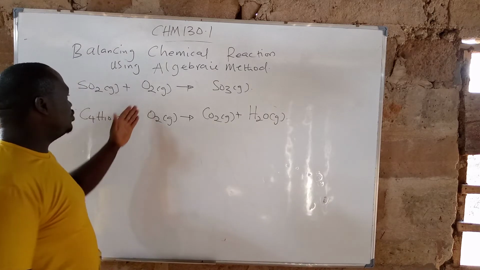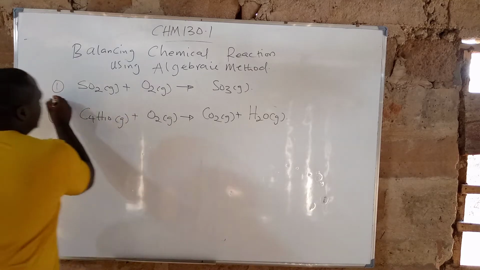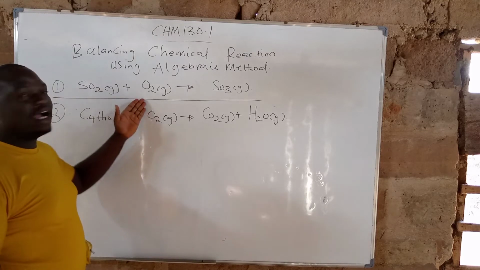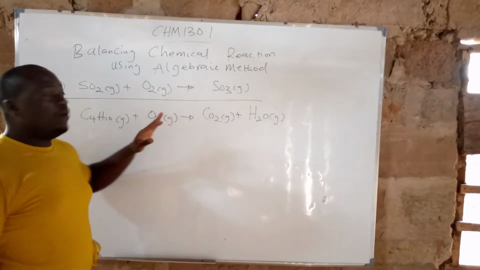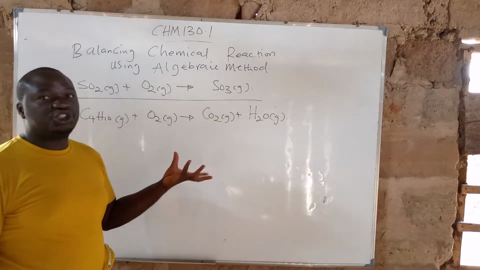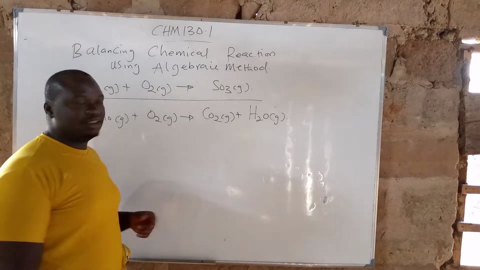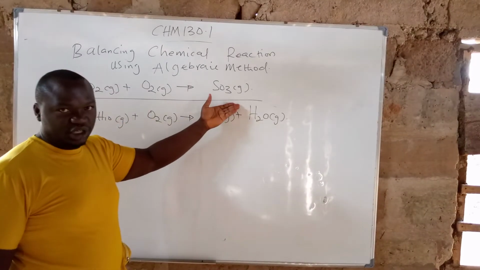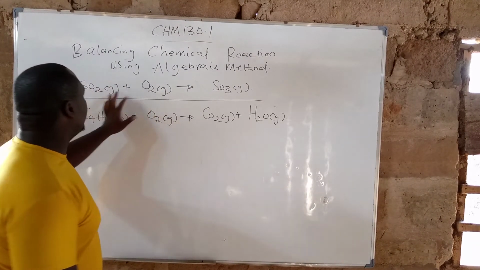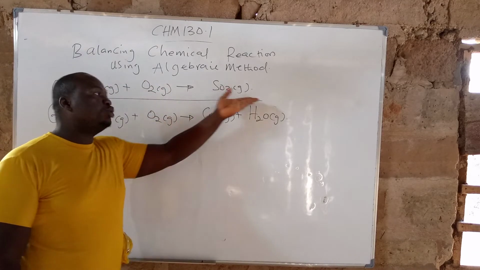As you can see from these two reactions, let me talk about the first one first. If you look at the first one, you will notice that we have two reactants and one product. Whenever we want to balance a chemical reaction using the algebraic method, you have to look at the product and the reactant. Now look at this place, we have one product. It means that I'm going to have to put variables on the reactant side.